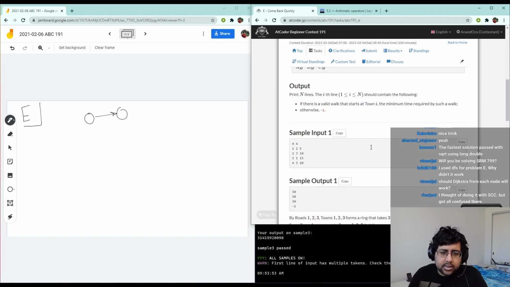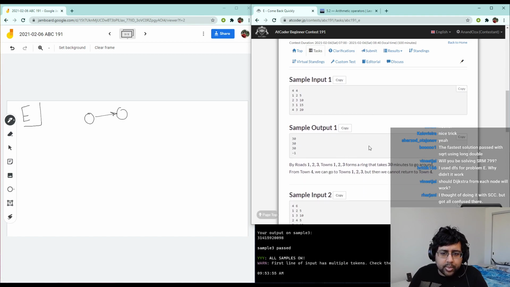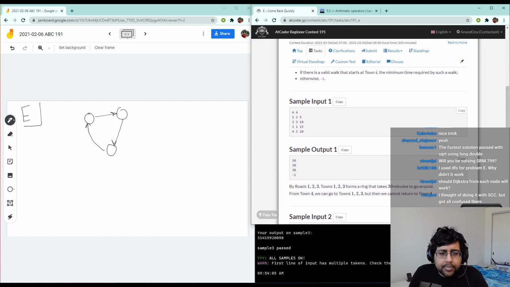But yeah, so let's draw one of the graphs from the input. So we have some graph, and then wait, what? 2, 3, 3, 1. Okay, and then 4 goes to 3.